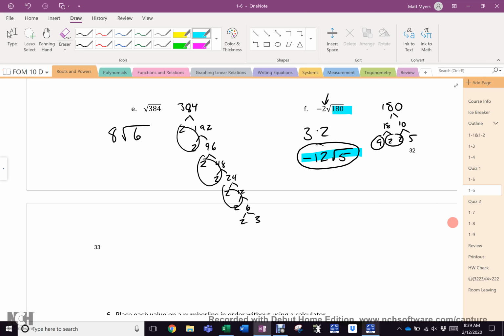So you got to be good at this if we're going forward. Everybody understand? This is not the end of it. This is the very first step. Okay?